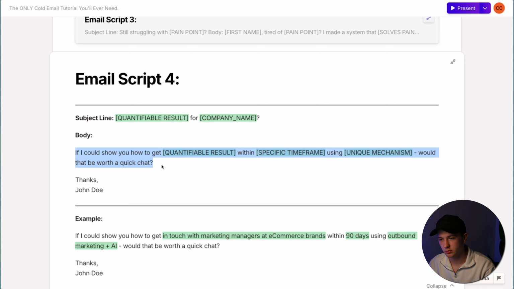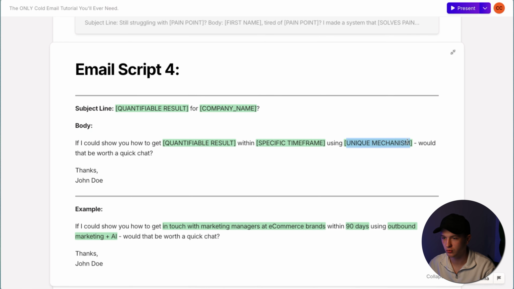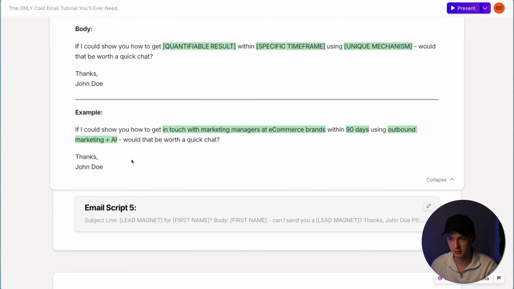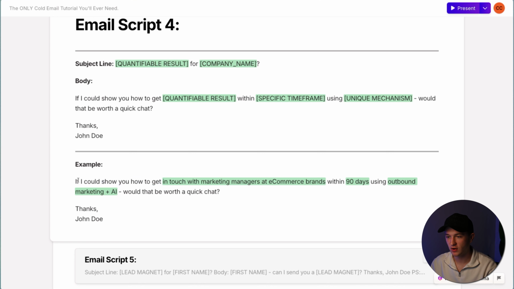And the body is: if I could show you how to get quantifiable result within specific time frame using unique mechanism, would that be worth a quick chat? Literally 1 sentence, right? This is our second most performing, and then email 5 is our top performing last year. An example of this would be: if I could show you how to get in touch with marketing managers at e-commerce brands within 90 days using outbound marketing plus AI, would that be worth a quick chat? This is the same exact cold email, word for word, that we sent to thousands of e-com marketing agencies.